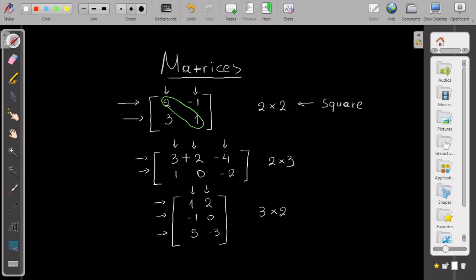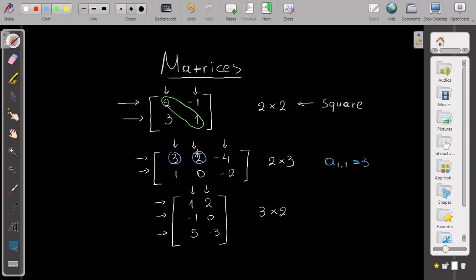One more, each element in the matrix has a position. Now, what's the position of these elements? For example, this element here is in the first row and first column. So basically, I can denote it by A 1, 1, which is 3.